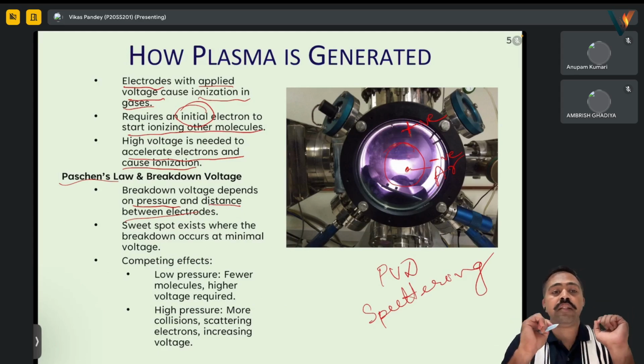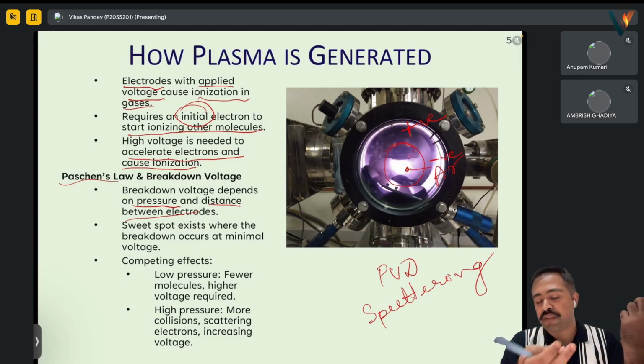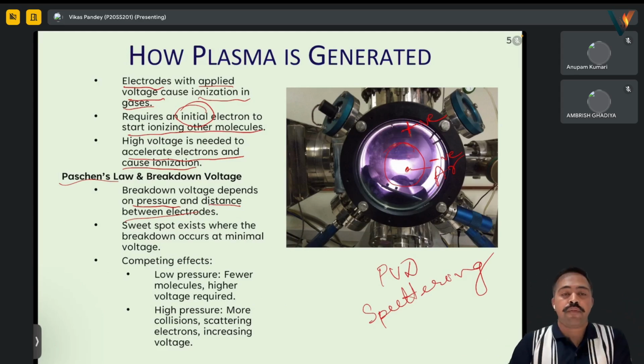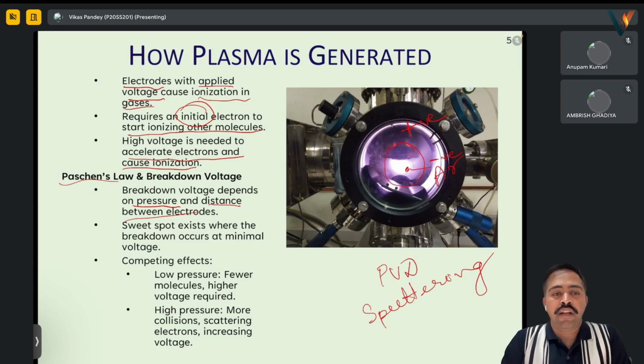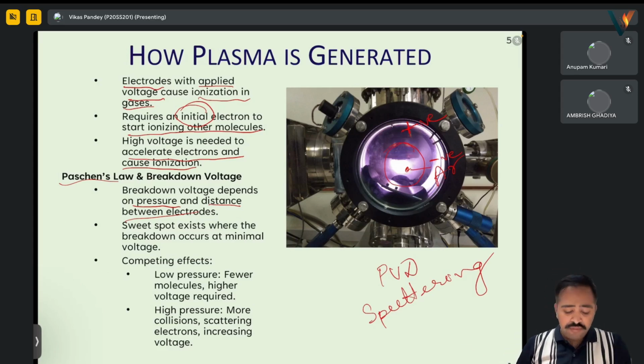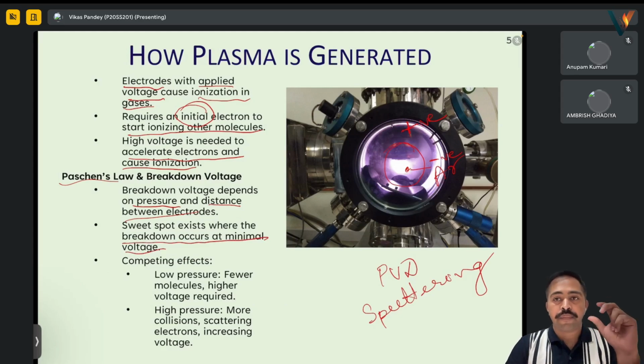As well as that, the pressure is crucial. Why pressure? Because pressure will determine how many species, how many molecules are present there which can be ionized. So a sweet spot occurs where the breakdown happens at minimal voltage, and that spot will depend on the pressure and the distance between the electrodes.